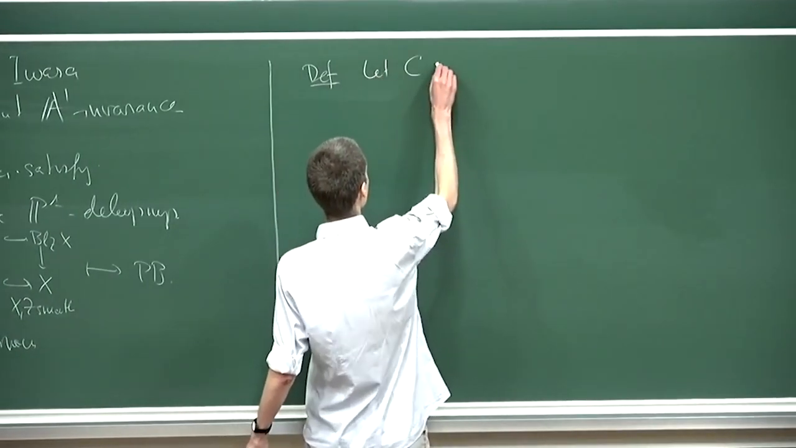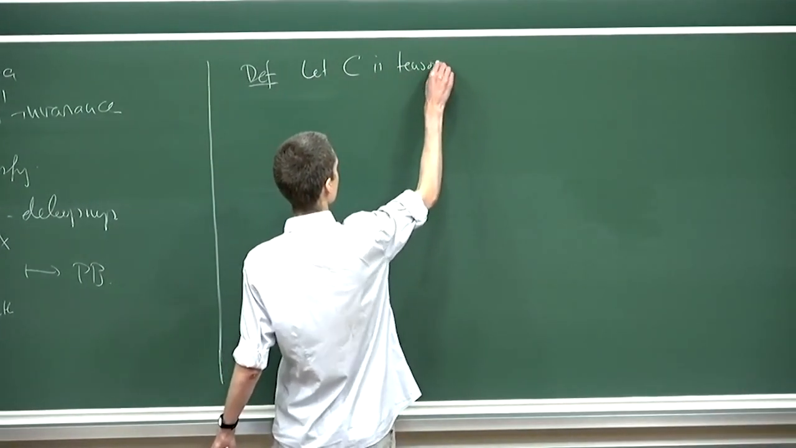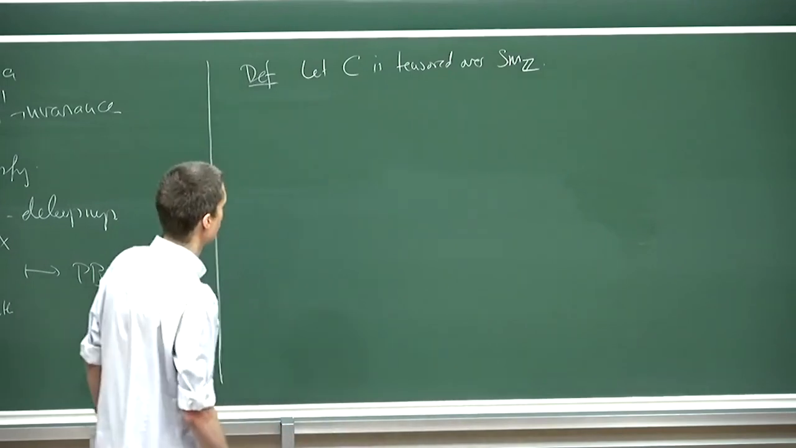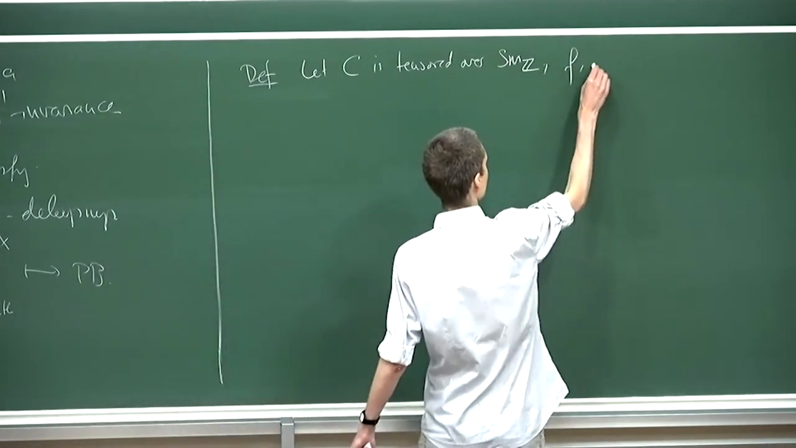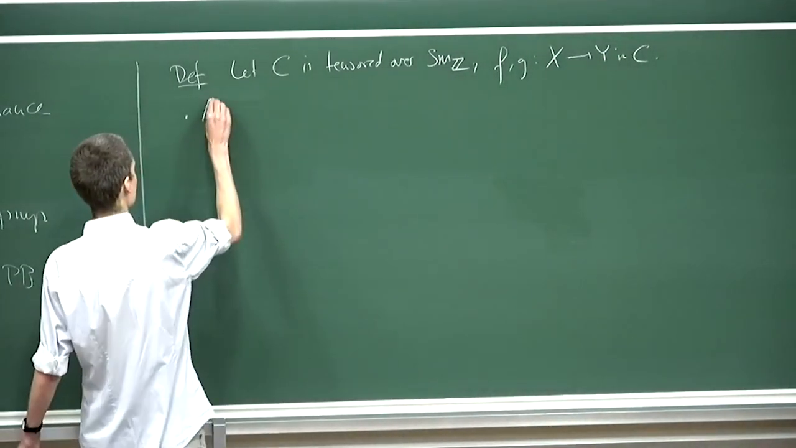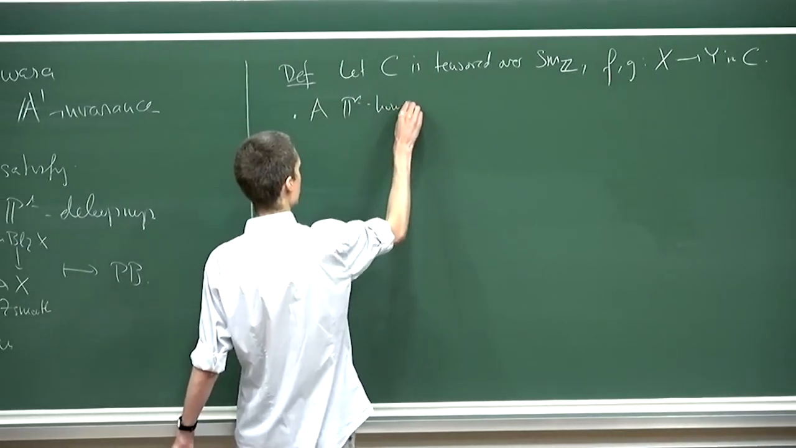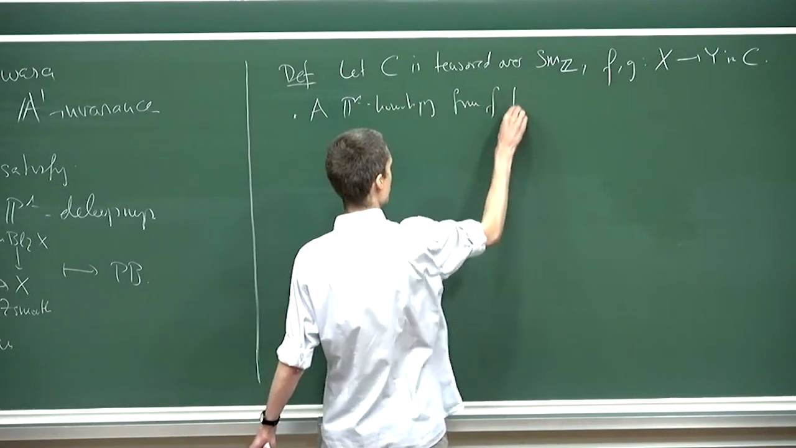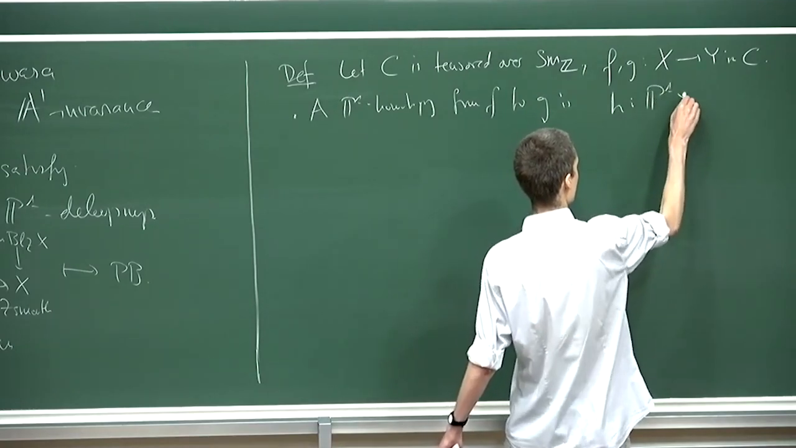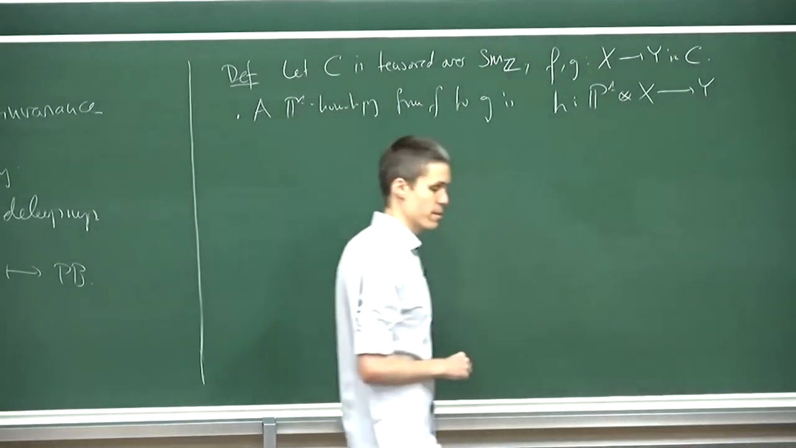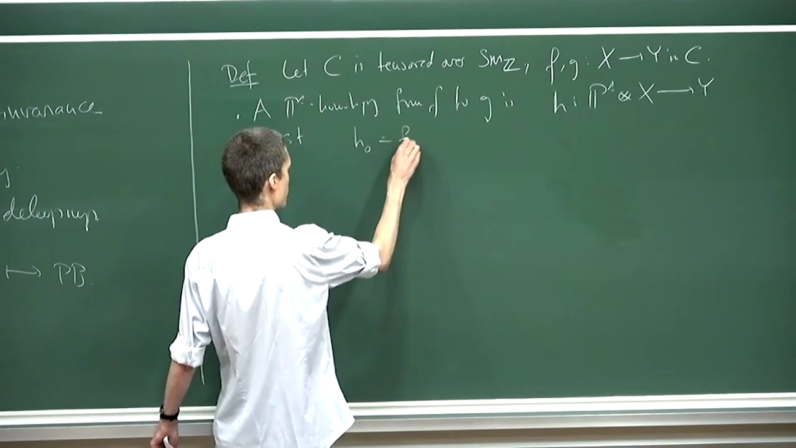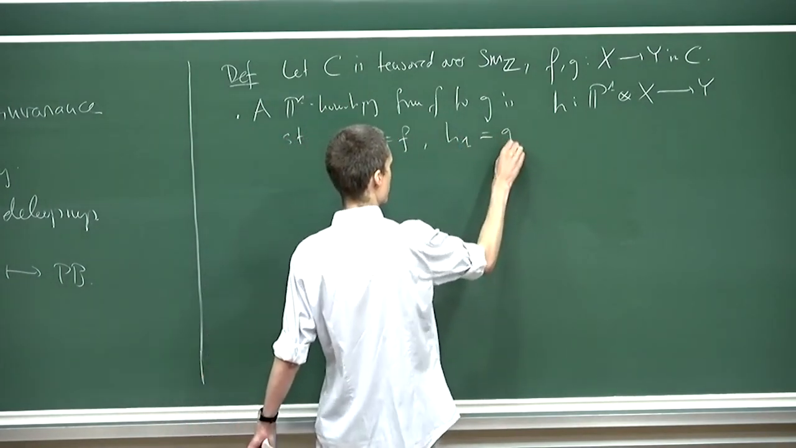Definition. Suppose C is a category tensored over smooth schemes, or Z, say, and you have two morphisms F and G from X to Y in C. Then a P1 homotopy from F to G is a map H, P1 tensor X to Y, such that if I restrict to 0, I get F, and if I restrict to 1, I get G.